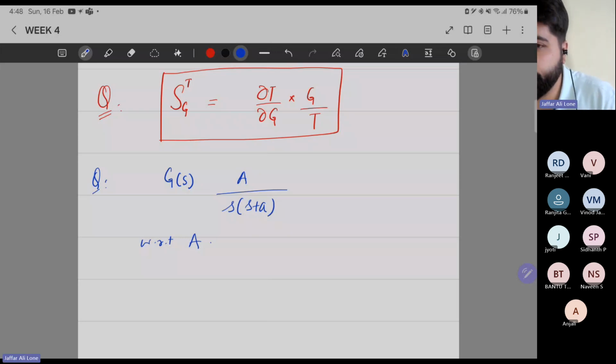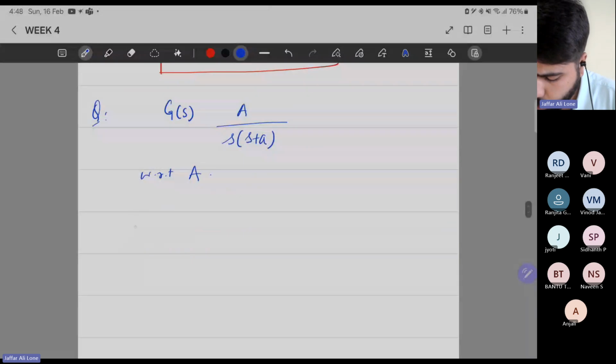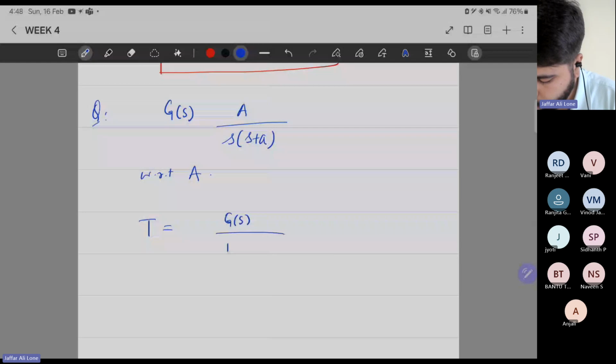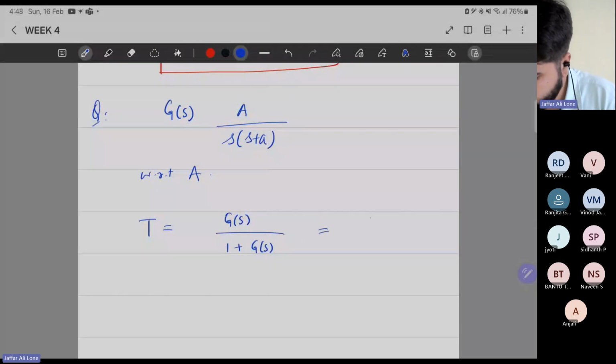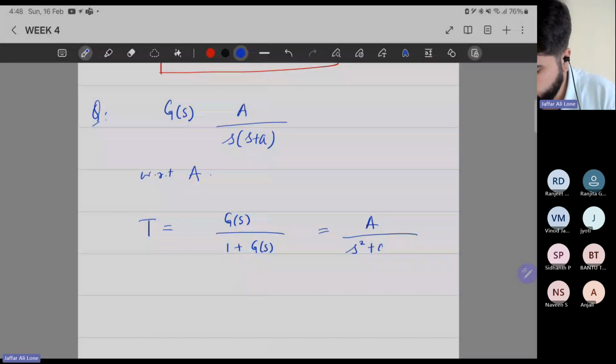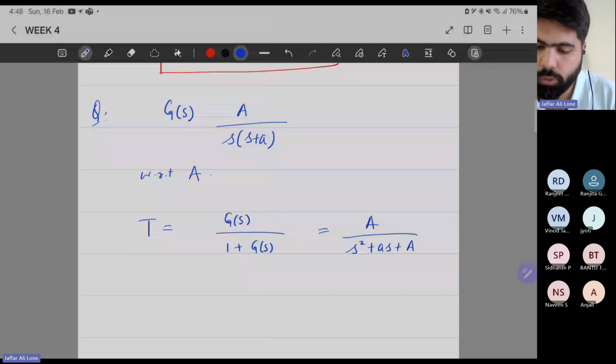First of all, we are given only the open loop transfer function. We have to find the closed loop transfer function. What is the closed loop transfer function? T is G of S divided by 1 plus G of S. Why G of S only? Because it's unity feedback, so H of S is 1. If you solve it, you will get A over S square plus aS plus A. So this is your closed loop transfer function.